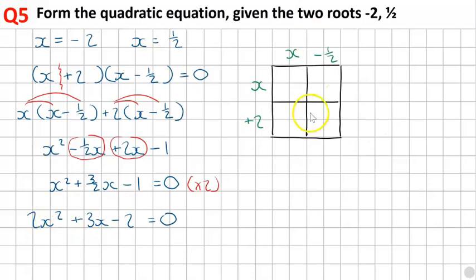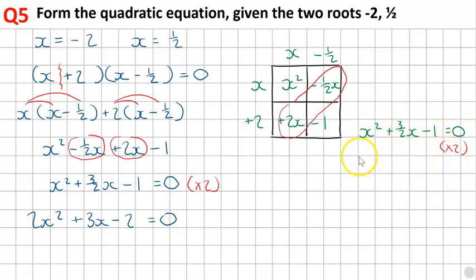We could have used the array method or the box method, and we could have done x plus 2 times x minus a half. So x times x is x squared. x times 2 is 2x. x times minus a half is minus a half x. And 2 by minus a half is minus 1. We can simplify 2x minus a half x, which again gives us 3 over 2 x. So we still get x squared plus 3 over 2 x minus 1 is equal to 0. We still multiply across by 2, so we get 2x squared plus 3x minus 2 is equal to 0. So this is for 10 marks. Our answer is 2x squared plus 3x minus 2 is equal to 0.